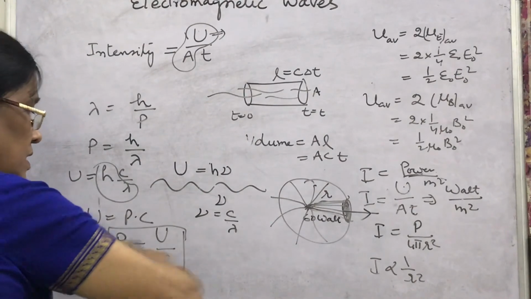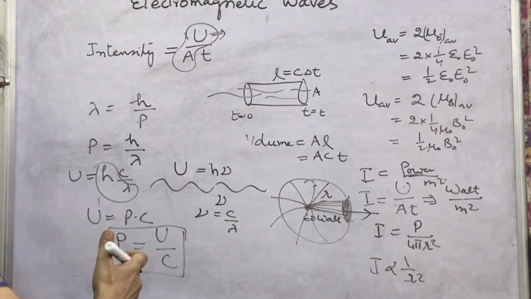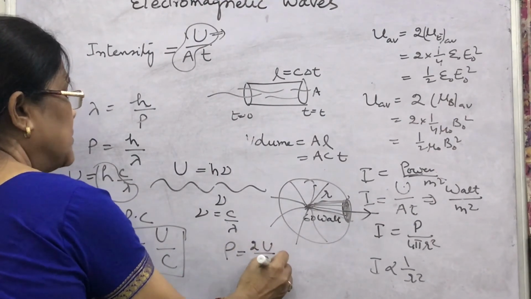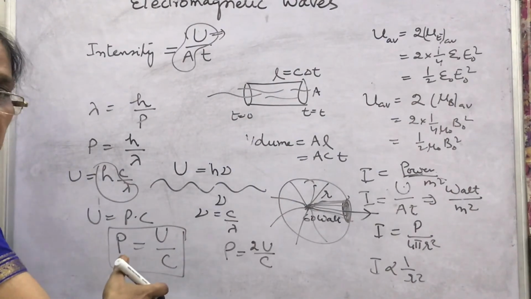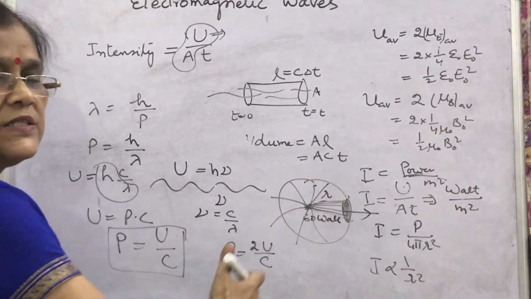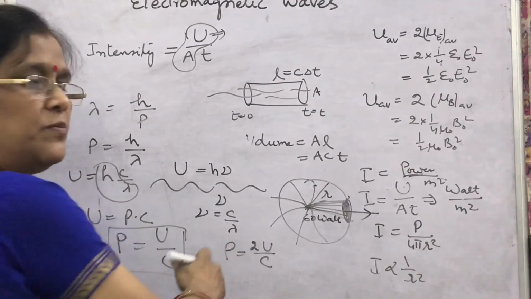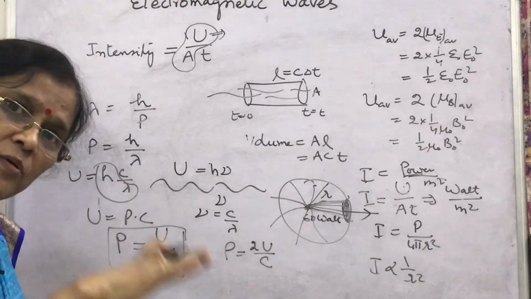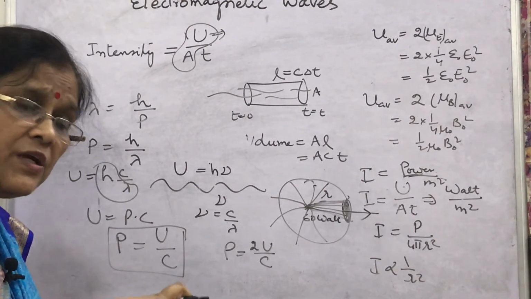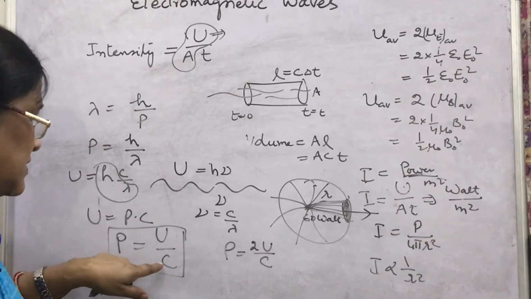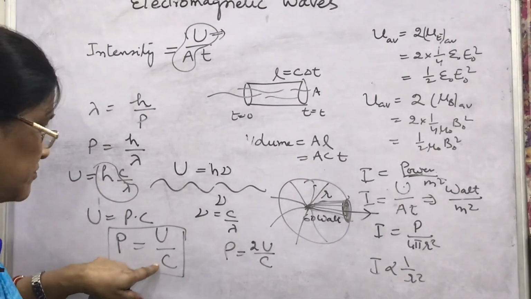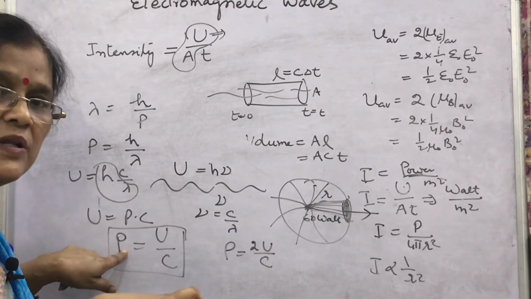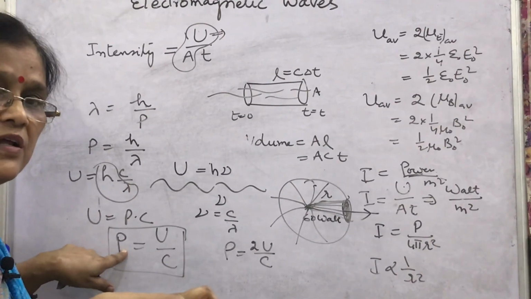And if an EM wave is reflected back, then what is the momentum? The change in momentum will be 2U by c, because it was U by c when moving towards that surface and minus U by c after reflection. Why don't you feel this momentum? You feel warmth, that means you feel energy. Why don't you feel the momentum? Because c is in the denominator. Its value is very large, 3 into 10 to the power 8. So this momentum is very, very negligible, so one cannot feel it.